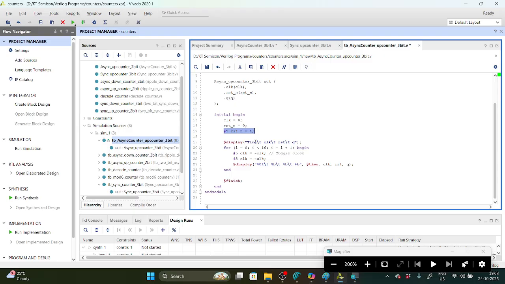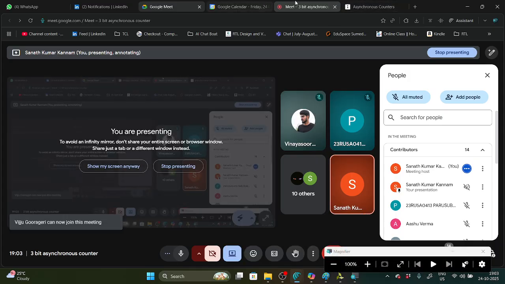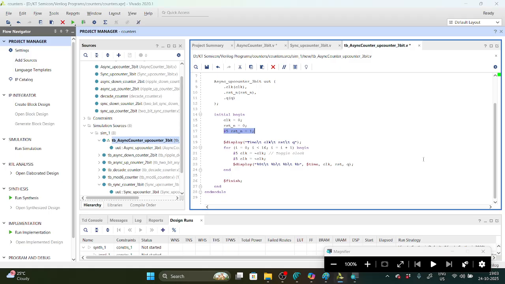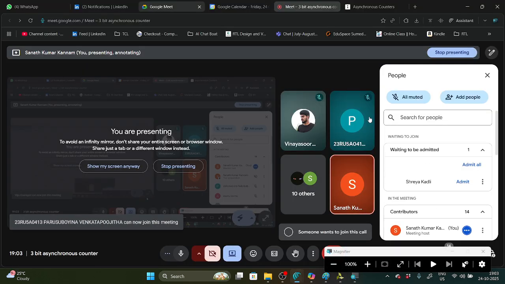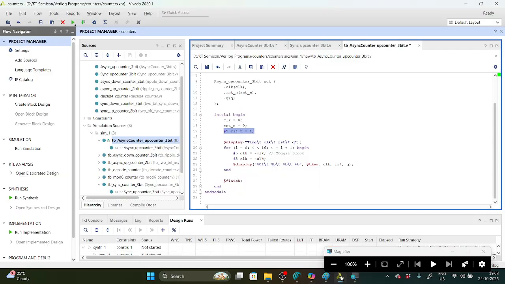And next, what I'm doing? Next I need to generate the clock, no? So I generate the clock. Clock equal to not of clock. Okay, I generated the clock.